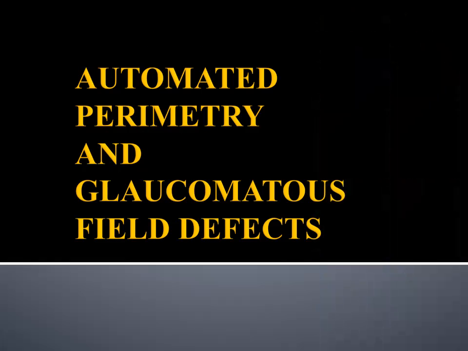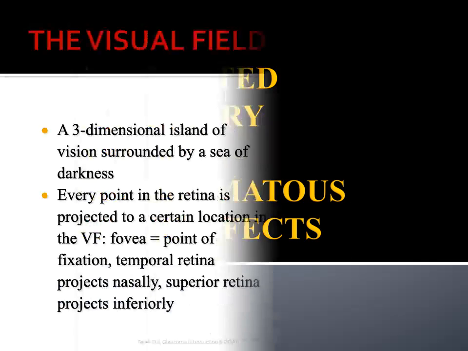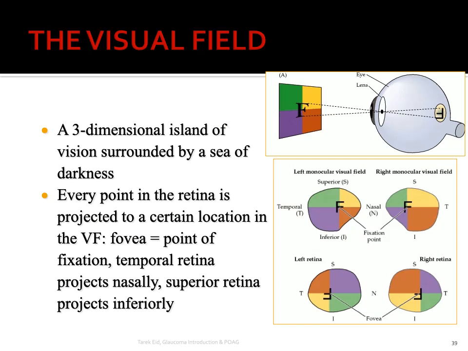The last item in examination of the glaucoma is the perimetry and visual field examination and glaucomatous visual field testing. What is visual field examination? And first, what is the visual field? The visual field is a three-dimensional island of vision surrounded by a sea of darkness. So you know that all what you see is the visual field. But you don't see the whole universe. Your field is limited. Outside this field for you is a dark area.